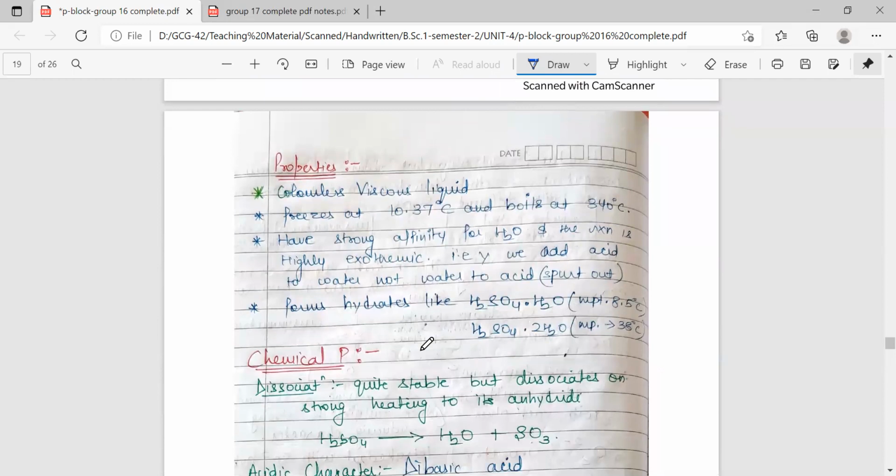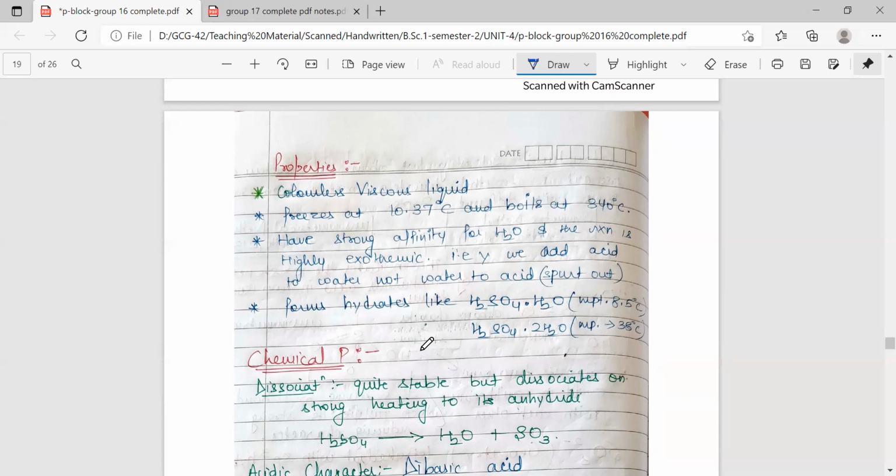Now coming to the properties of sulfuric acid. It is a colorless viscous liquid. It freezes at 10.37 degrees Celsius and boils at 340 degrees Celsius. It has strong affinity for water, so it is used as a dehydrating agent, and its reaction with water is highly exothermic. So whenever it comes to handling sulfuric acid in the lab, whenever we want to dilute it, we do not add water to acid, we add acid to water.